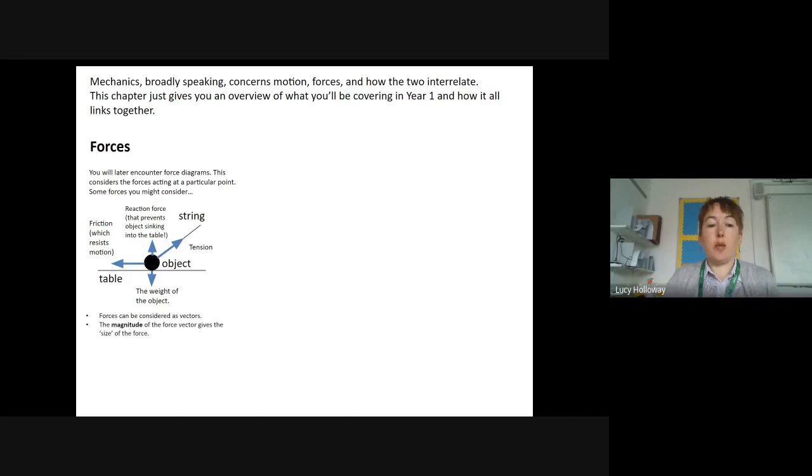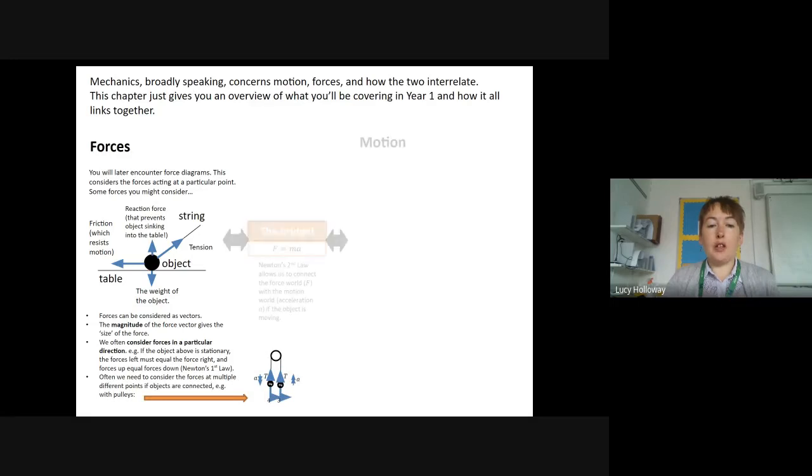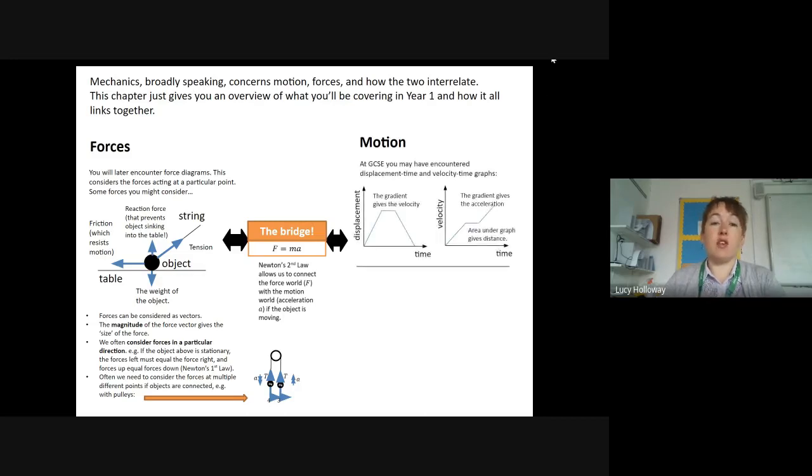Now we're going to talk a bit about vectors in a second. I'll skip through that a little bit. But this is again where it comes back to physics. So you may have come across this formula already, and it is actually used in maths GCSE as well, that force is equal to mass times acceleration. So once we've started considering forces, we can then start considering the motion of an object.